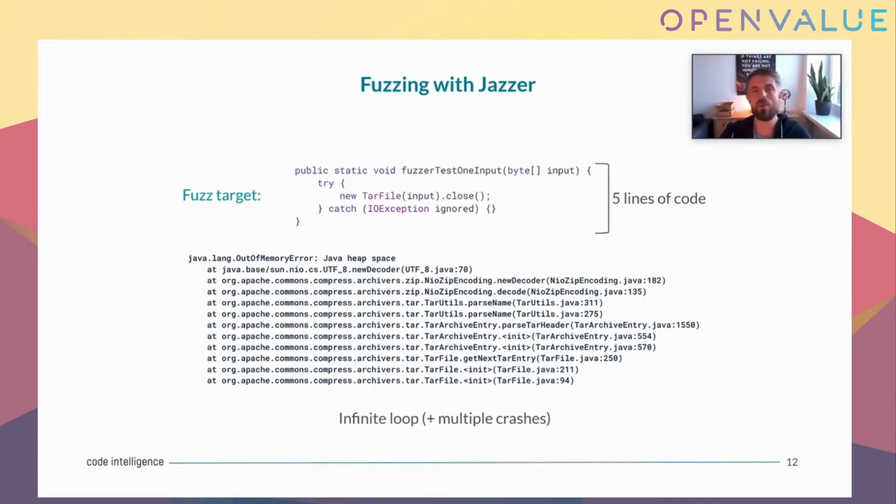People are really bad at writing parsers, handling the different network or file formats, because it is very hard to think about all the edge cases. And in this case, we find everything which is not just producing an IO exception.